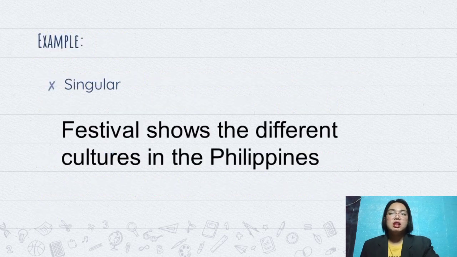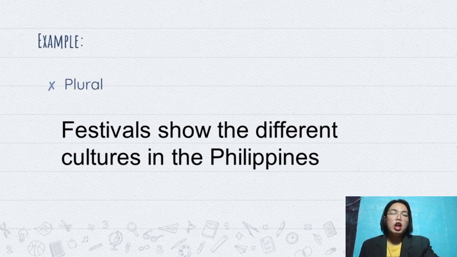And here's the example. In singular, festival shows the different cultures in the Philippines. While in plural, festivals show the different cultures in the Philippines. We will see the differences. In the singular, the verb has an s, while in the plural, the verb is without an s.